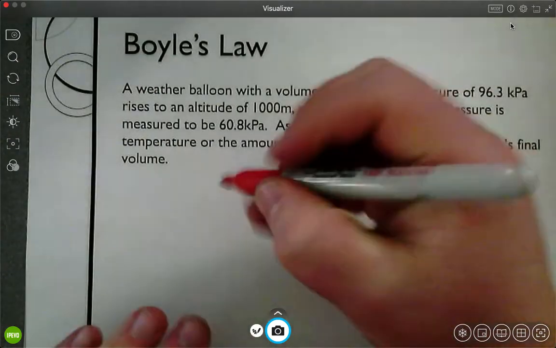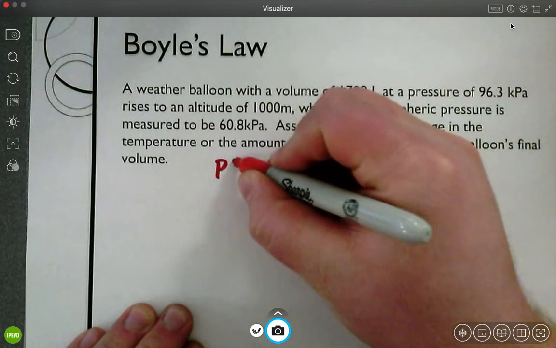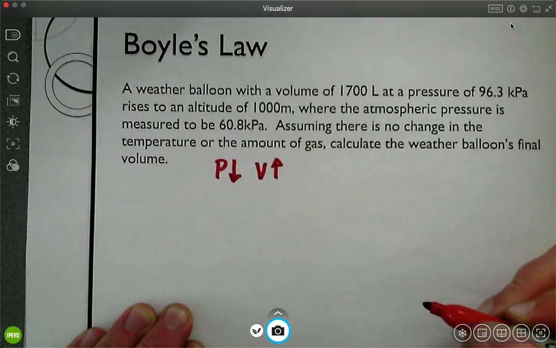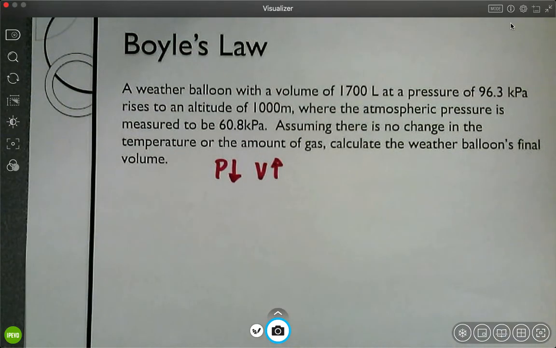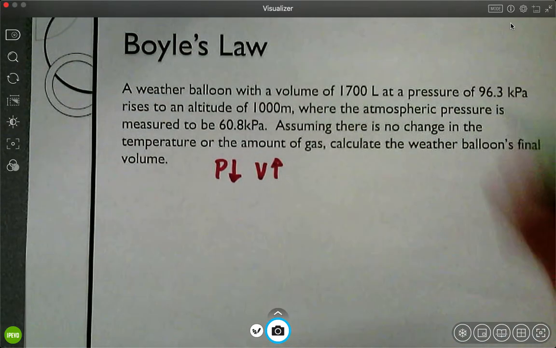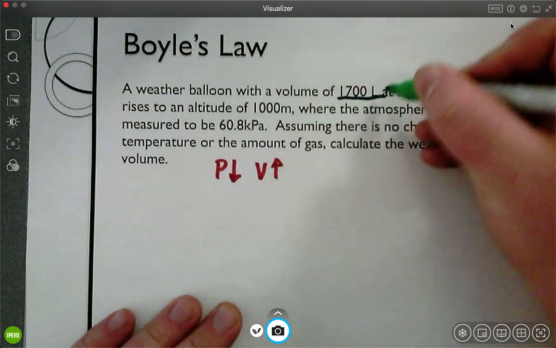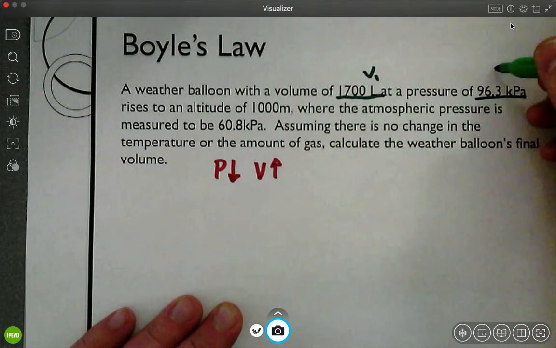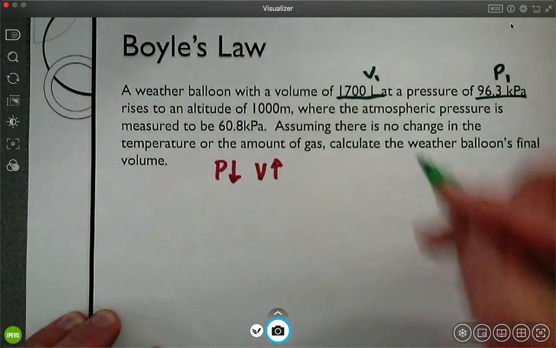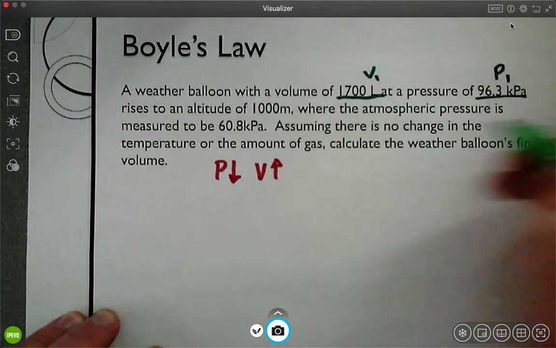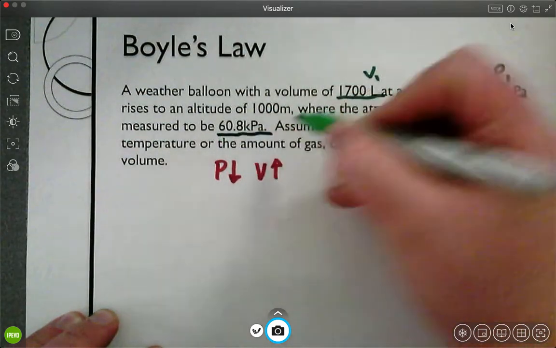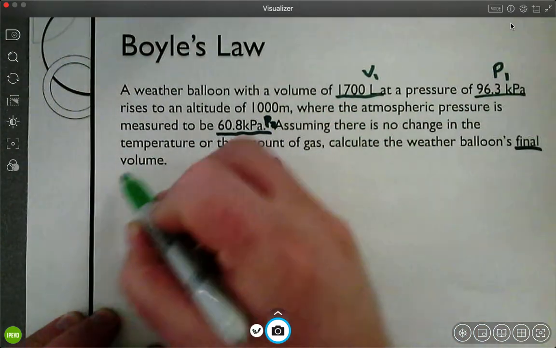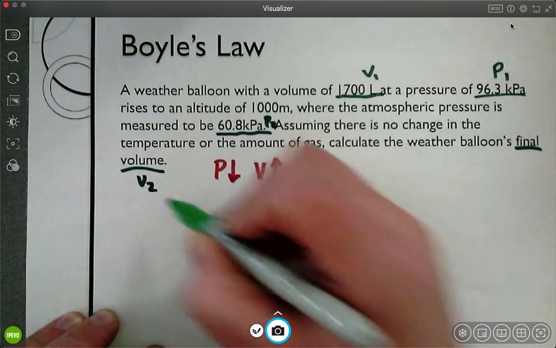So just to illustrate so we know where we're going, the pressure here is decreasing, so the volume should increase. Now, I'm going to underline the important pieces of information. This right here is V1. This right here is P1. It doesn't really matter, it's going up to 1,000. This right here is P2. And then it's asking us for the final volume, which is V2.